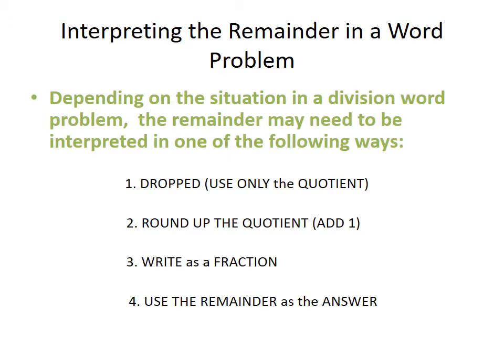Depending on the situation in a division problem, the remainder may need to be interpreted in one of the following ways. It can be dropped, which means you use only the quotient. It can round up the quotient, otherwise known as adding 1. You can write the remainder as a fraction, or, when the question asks, you can use the remainder as the answer. So let's take a look at each of the ways in which we're going to interpret the remainder.